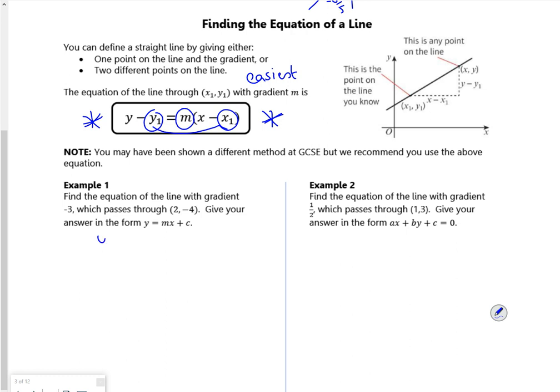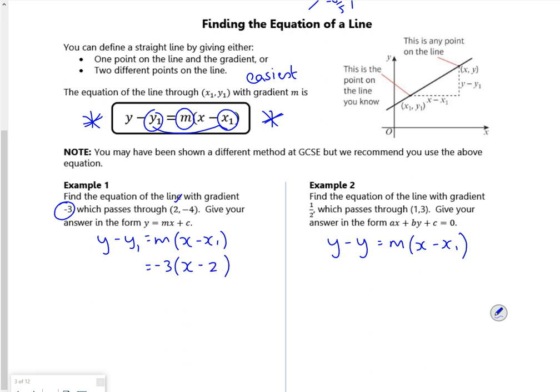So if I just write down the equation for both of these, I'll do them side by side, so it's obvious. So it's got a gradient of minus 3, so I've got a minus 3 there. And the x value is minus 2, so that's a minus. Replace the x1 with a 2. And then with the y, it's minus 4, so it's minus a minus 4, so it's plus 4. And that is the equation done. Drop the three numbers and job done.